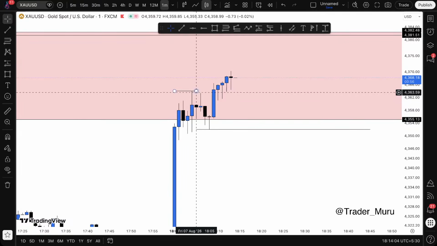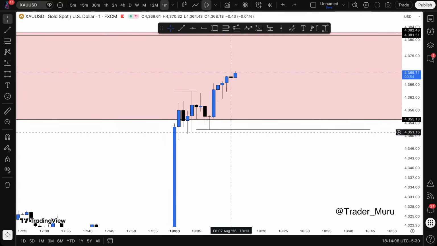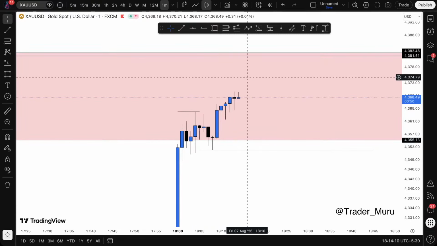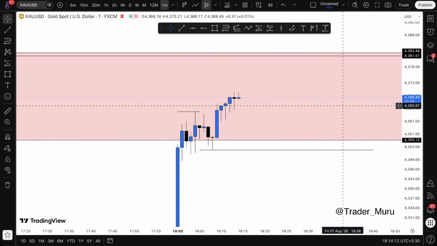It is still bullish. According to 5 minutes, it is still bullish. You should not enter in short right now. At least wait for structure change or momentum change.